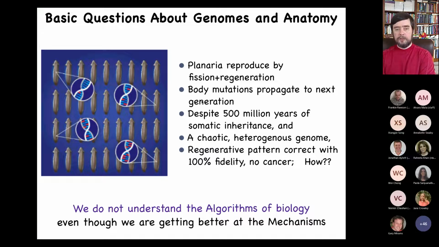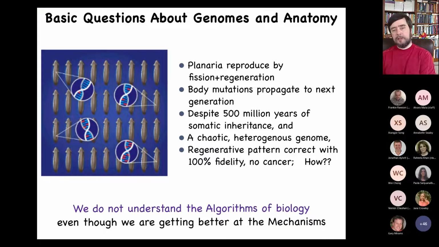So for hundreds of millions of years of somatic inheritance, these animals have acquired an incredibly messy genome. In fact, they are mixoploid, so every planarian can have cells with different numbers of chromosomes. If you saw something like this in the body, you would assume that that's a tumor. That level of genetic diversity and mutations is just complete chaos. And yet they have 100% anatomical fidelity. If you cut a worm into pieces, 100% of the time you get the correct anatomy.